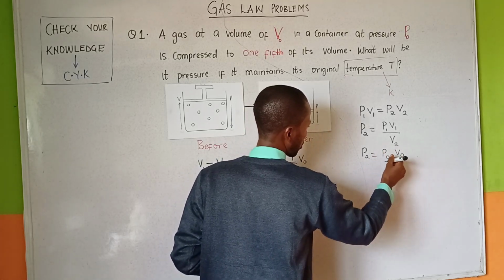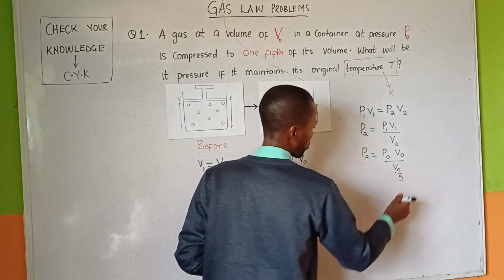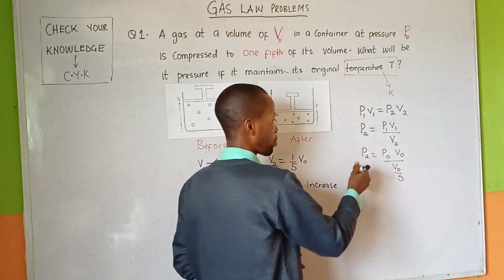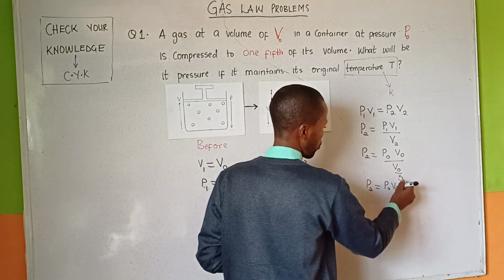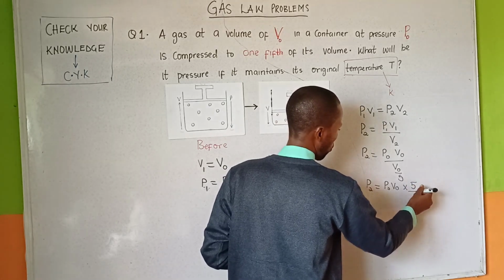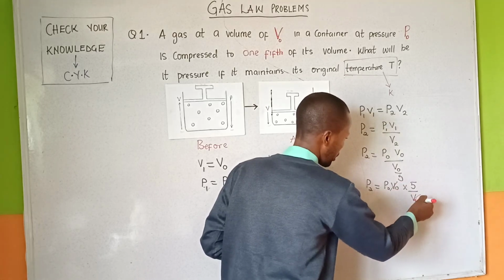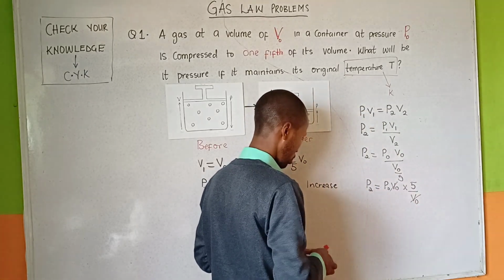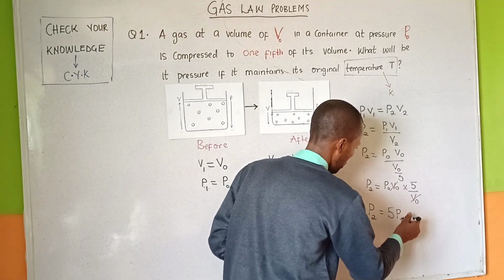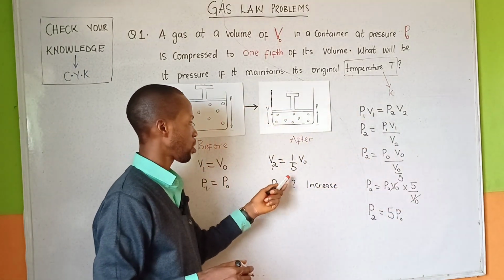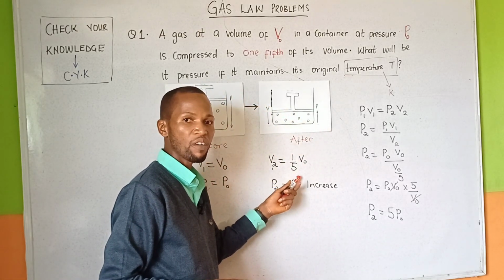V1 is V0, while V2 is V0 over 5. So when we find the reciprocal of the expression, we have P2 equals P0 V0 times 5 over V0. This eliminates this. We are left with P2 equals 5 P0. So when pressure is increased by a factor of 5, volume is decreased by a factor of 5.